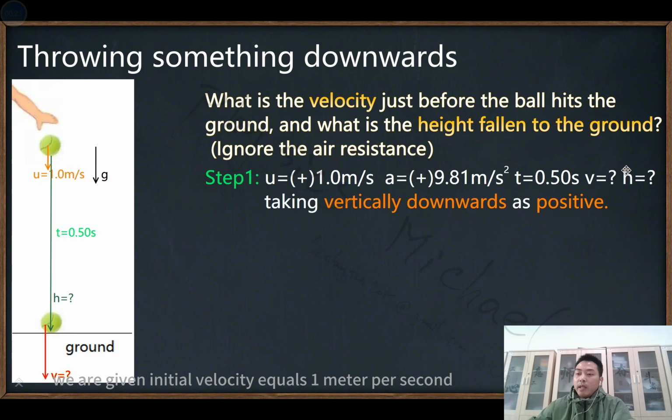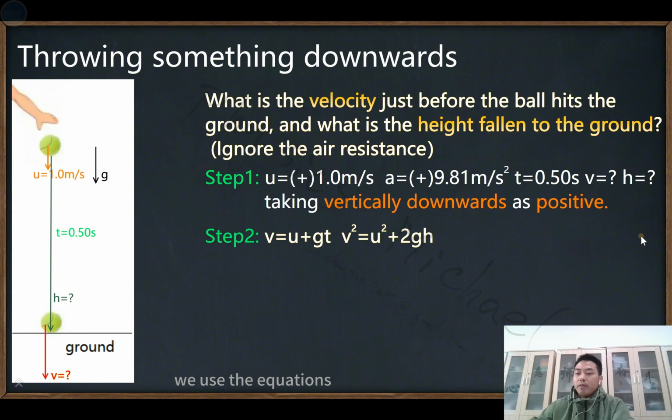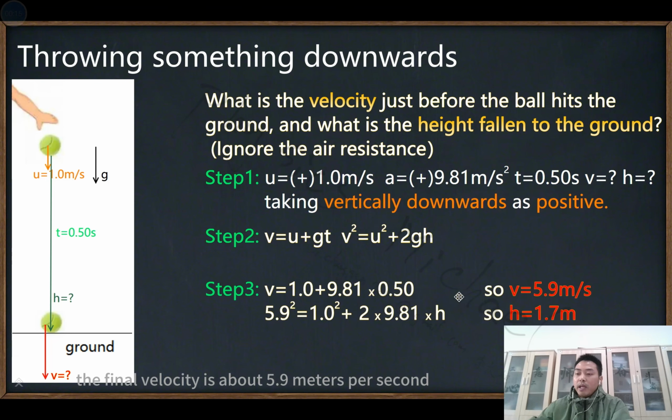We are given initial velocity equals 1 meter per second. Acceleration equals 9.81 meters per second squared. Time equals 0.5 seconds. We use the equations: final velocity equals initial velocity plus g times time. Final velocity squared equals initial velocity squared plus 2 times g times height. After solving, we find the final velocity is about 5.9 meters per second. The ball falls a distance of about 1.7 meters.